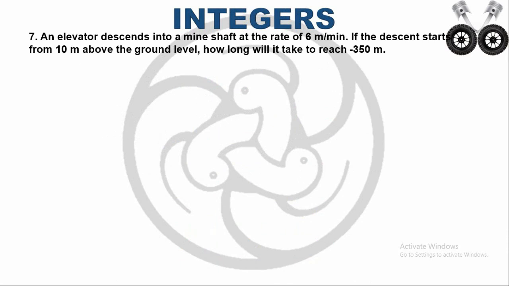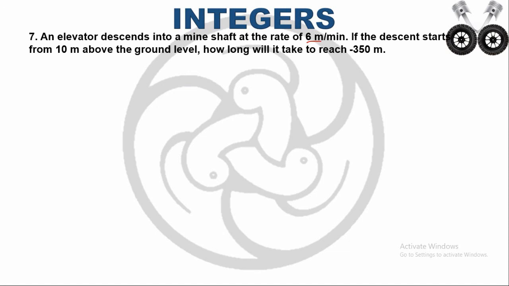So what is the next one? An elevator descends into a mine shaft at a rate of 6 meters per minute. If the descent starts from 10 meters above the ground level, how long will it take to reach minus 350 meters? So what is the question given here? There is one elevator that is moving into the mine. For each minute, how many meters will it cover? It will cover 6 meters per minute.